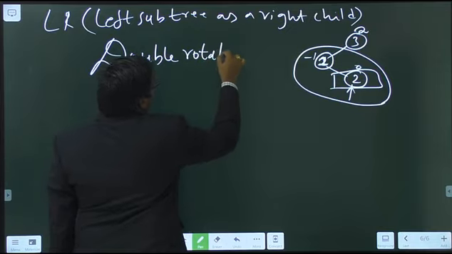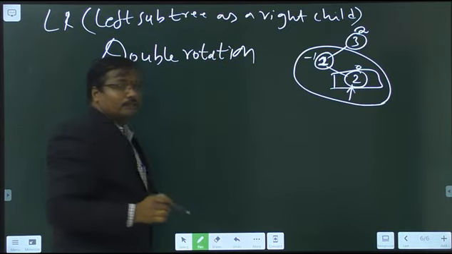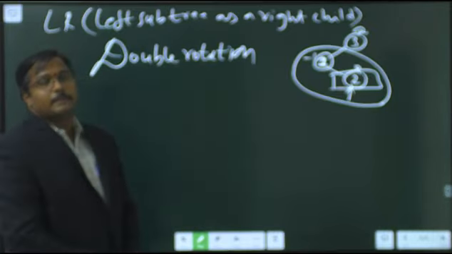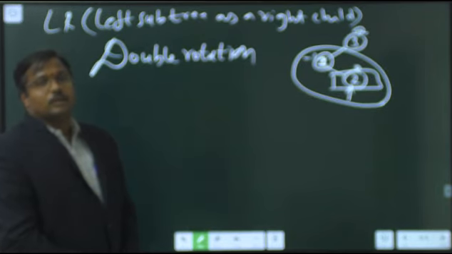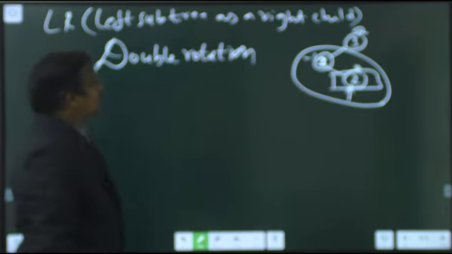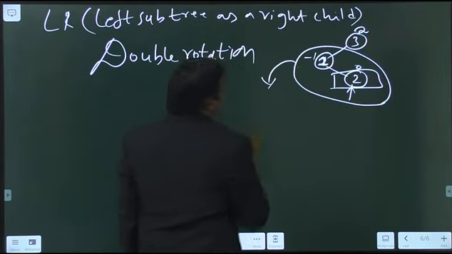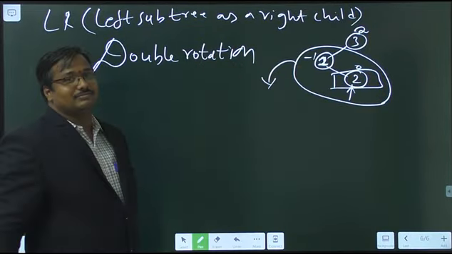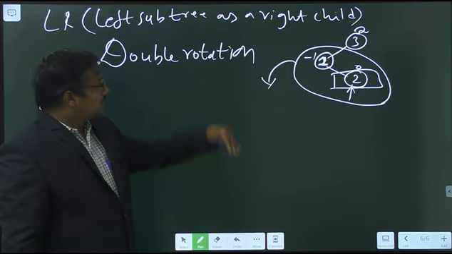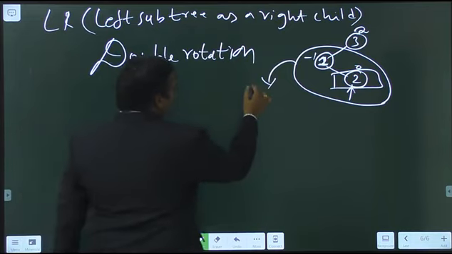Double rotation means we need to perform rotation twice. First, this part is rotated towards the left.